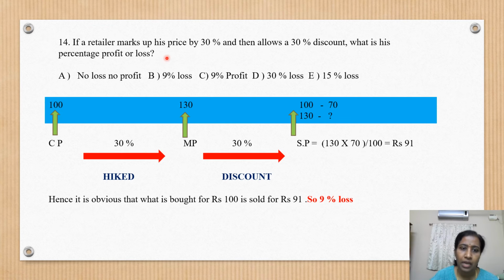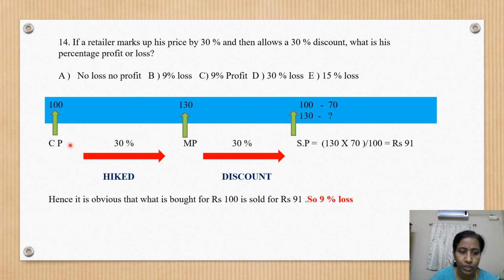If a retailer marks up his price by 30% and then allows a discount of 30%, what is his percentage profit or loss? So this kind of problem you will use 3 formulas: 30% one formula, another 30% discount one formula, and the overall profit or loss percent one formula. Here we are going to use the same shortcut and no single formula here. If a retailer marks up his price, meaning I increase the price by 30% and put it on the tag, on the tag price, I give 30% discount.